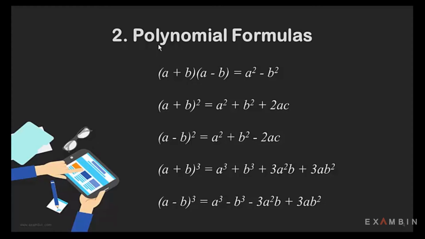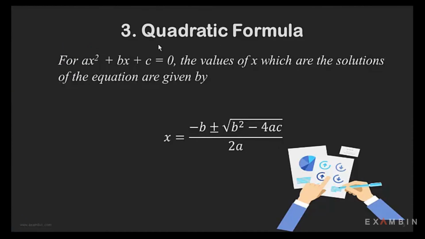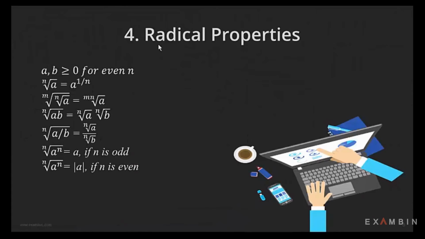The second set of formulas are polynomial formulas: a plus b the whole squared, a minus b the whole squared, a plus b the whole cube, a minus b the whole cube, like that. The third set is the quadratic formula, given in the format a x squared plus bx plus c is equal to 0. The formula is x is equal to minus b plus or minus root of b squared minus 4ac, divided by 2a. The last set is radical properties. This deals with nth root of numbers given to you, and mostly this will be useful in simplification problems.